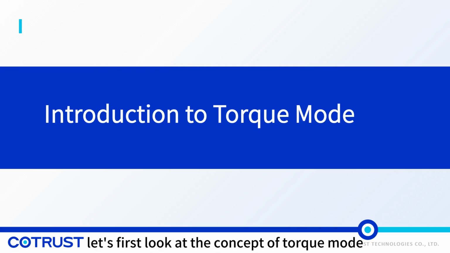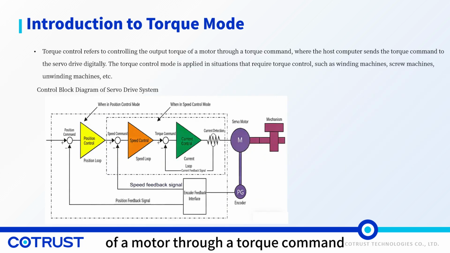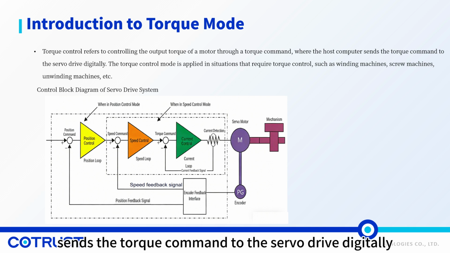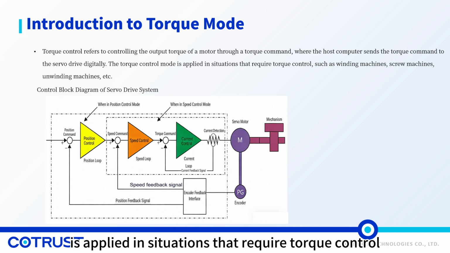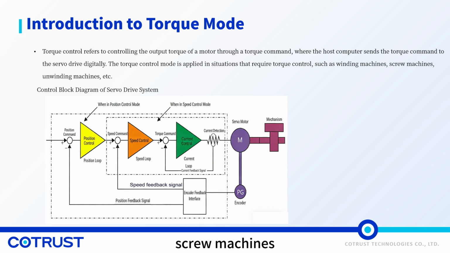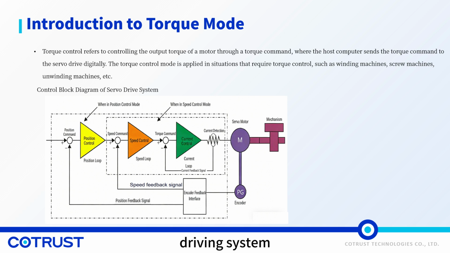Let's first look at the concept of torque mode. Torque control refers to controlling the output torque of a motor through a torque command, where the host computer sends the torque command to the servo drive digitally. The torque control mode is applied in situations that require torque control, such as winding machines, screw machines, unwinding machines, etc. Below is the control block diagram of the servo driving system.